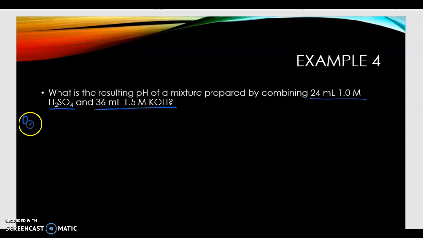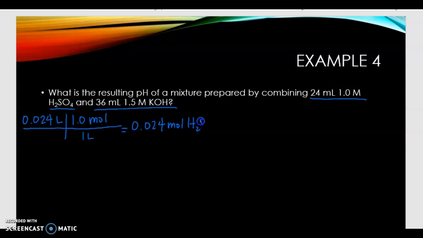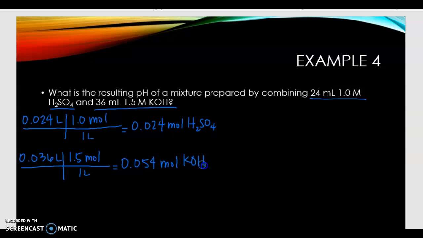Using our information from our question, we have 0.024 liters of H2SO4 with a 1 mole per 1 liter situation. So we have 0.024 moles of H2SO4. Okay, then we have 0.036 liters at 1.5 moles per 1 liter. So we multiply those together, we get 0.054 moles of KOH.